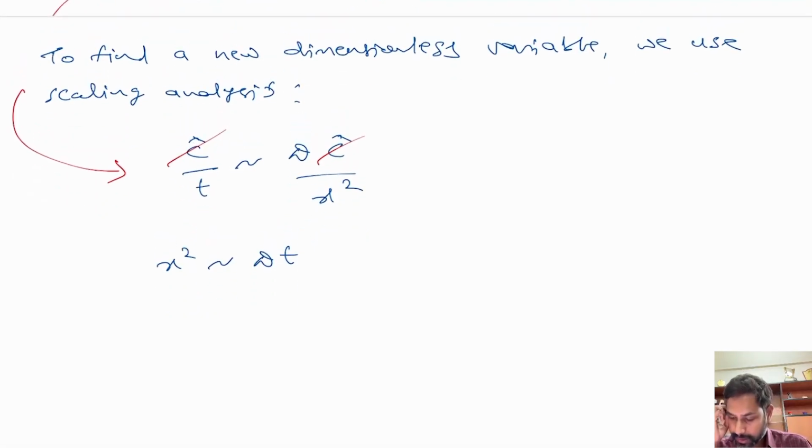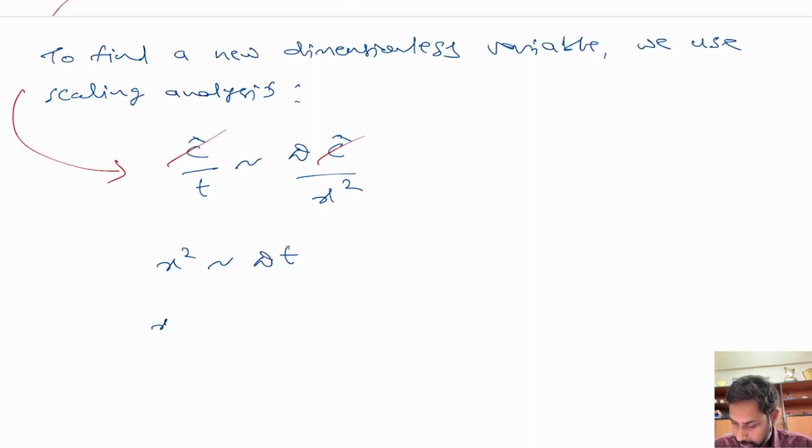Okay, so x square is equivalent to dt. So what we can do now to be able to convert this into an equal sign, we must add a numerical value, right? Then only will we be able to say that apart from being dimensionally equal, they are also numerically equal, right?